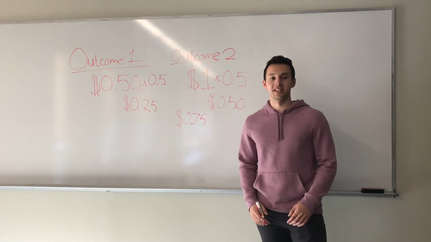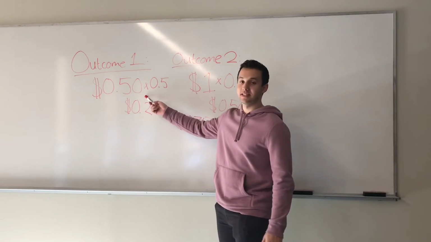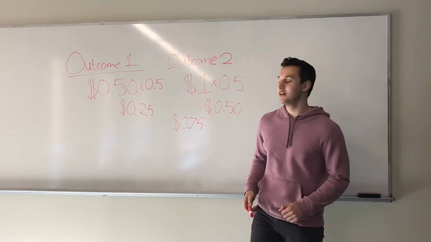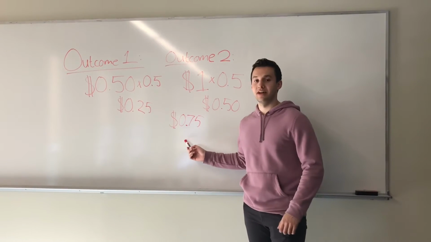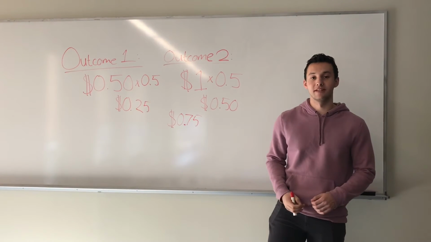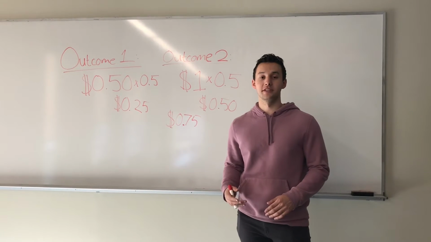So what does it mean to have an expected value of 75 cents? We know the two outcomes are 50 cents and $1, so we'll never actually get 75 cents. What an expected value of 75 cents means is that if the tooth fairy were to come many times, then on average, we could expect to receive 75 cents per visit from the tooth fairy.